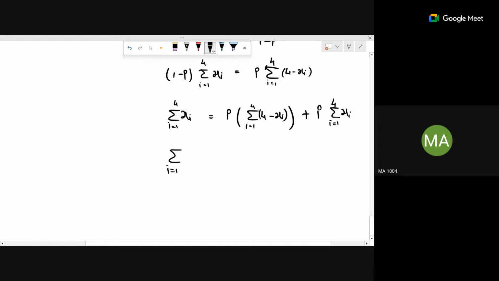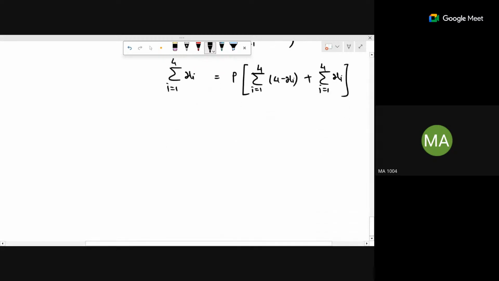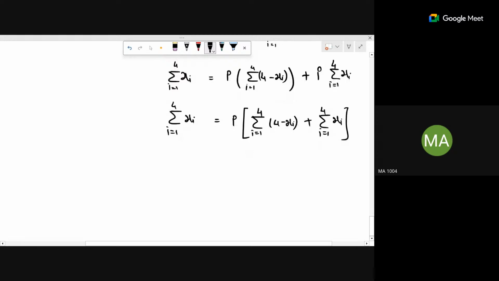This is summation 1 to 4 of xi, which is equal to p, again common, and what will be there? The summation from 1 to 4 of 4 minus xi plus summation i equal to 1 to 4 of xi. Okay. So we can cancel this summation of xi. What will be there then? If you split the summation sign over here, this is nothing but 4 constant, then summation i equal to 1 to 4, that is 1 plus 2 plus.